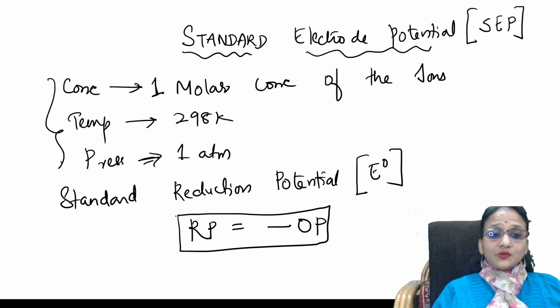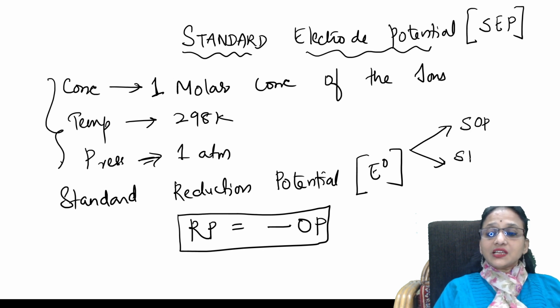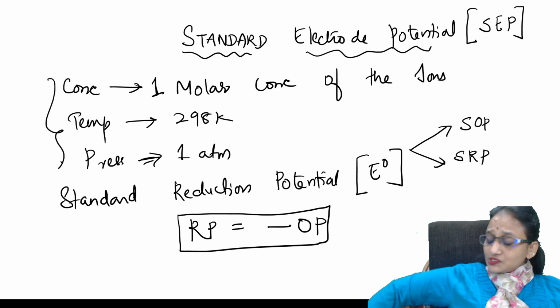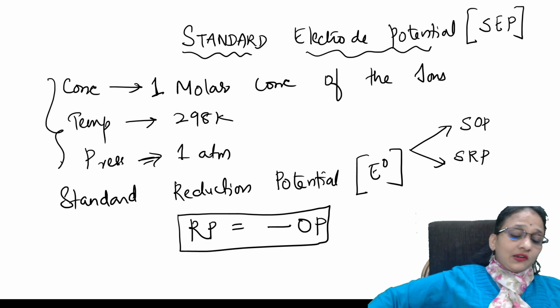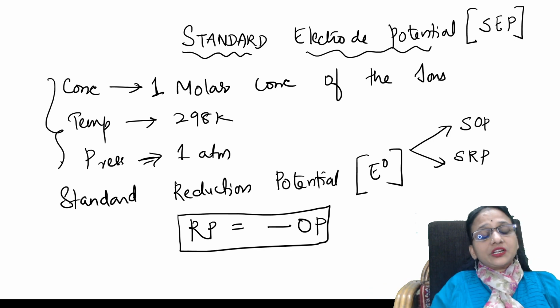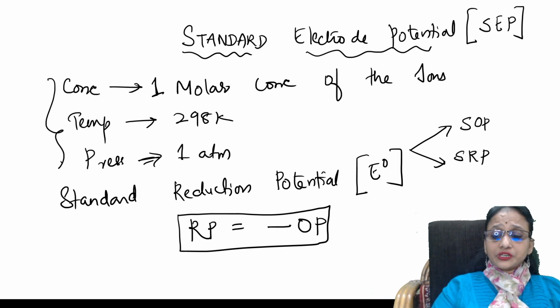Clear, students? Now remember, this standard reduction potential is of two types. For oxidation, it is called SOP. For reduction, it is called SRP. Easy? That's all. So this is your electrode potential and standard electrode potential.